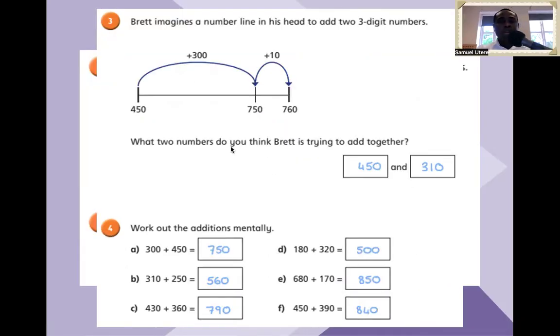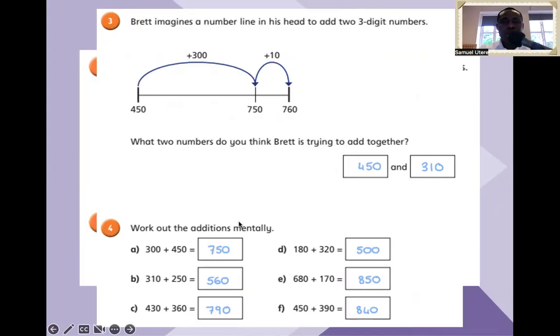All right. Assuming you've paused the video and you've answered the questions, here are the answers. So Brett imagines a number line in his head to add 2 3-digit numbers, and here they are. What 2 numbers do you think Brett is trying to add together? Brett is trying to add 450 and 310, and you can see it here.